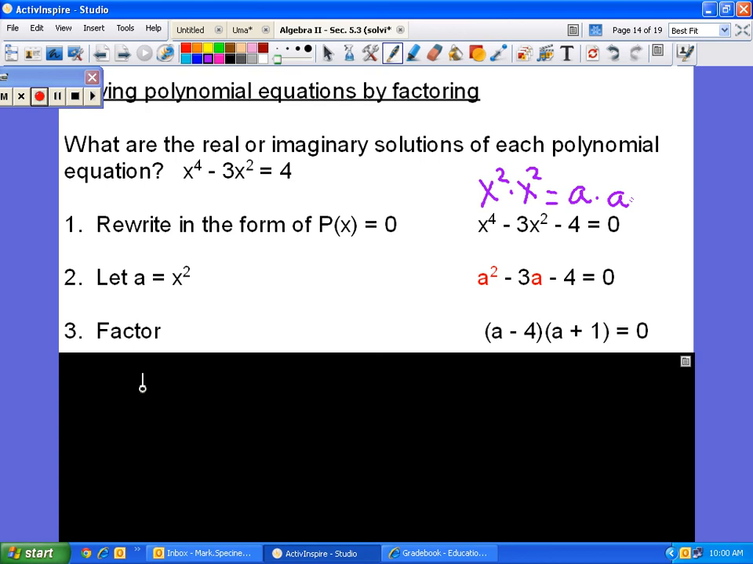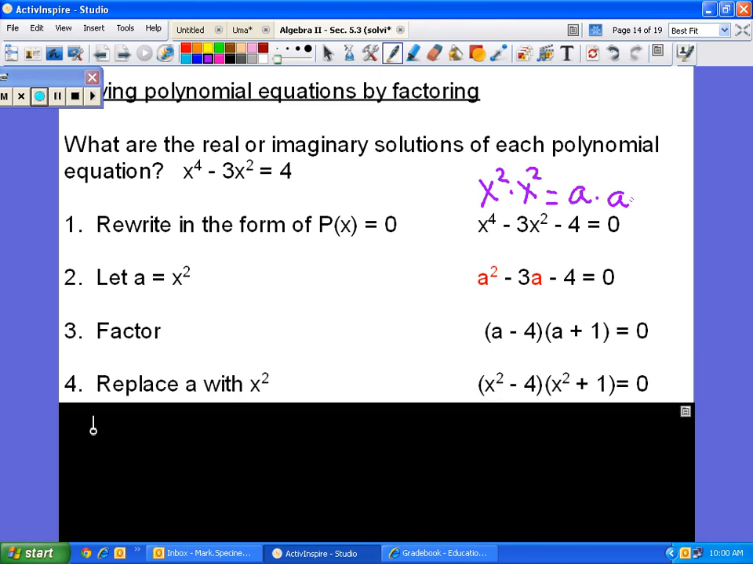So you see how we tricked the problem? We tricked the problem into thinking it's a quadratic equation, so that we can factor it in a way that we know how to. Once we have factored it, now we don't need that A anymore. So now we're going to go back and put our x squared back in. We're going to unsubstitute the A.